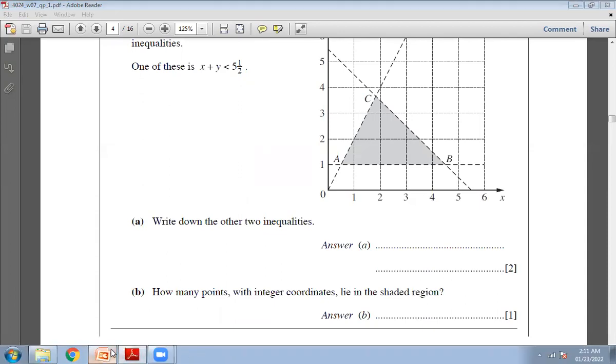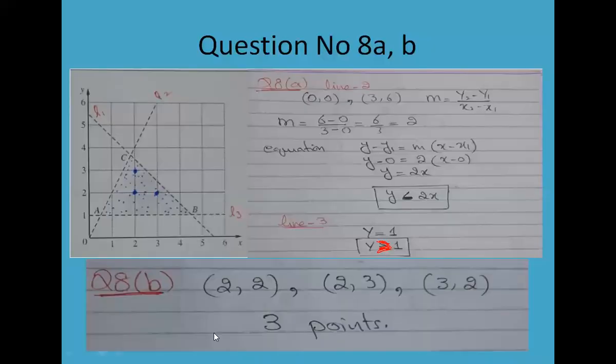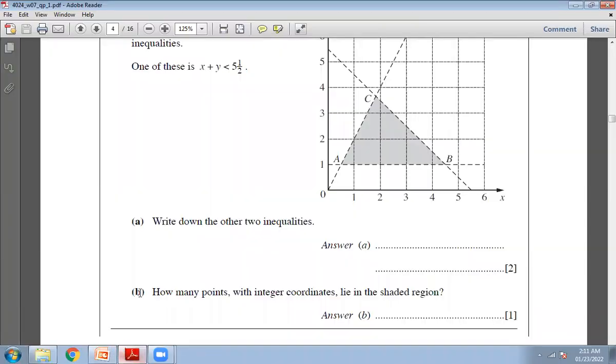Let me show you my work. I have shown it. Okay. So here you have 2, 2, 2, 3, and 3, 2. These are the 3 points which are shown inside that shaded region. Okay, so let's move to the next question.